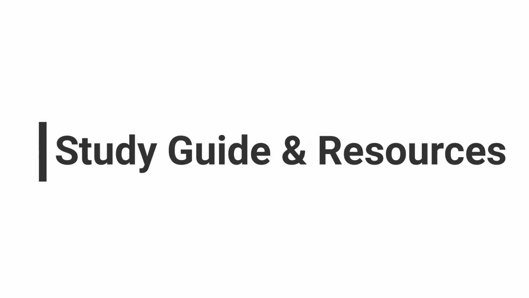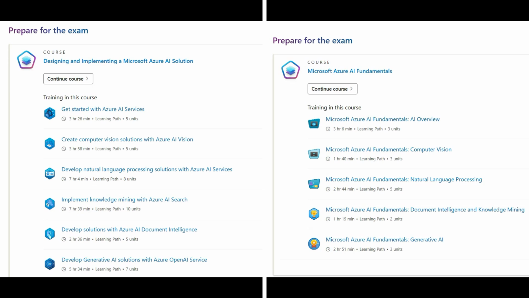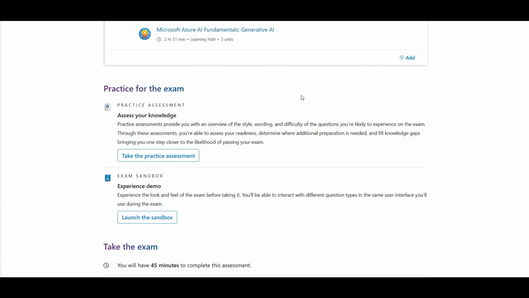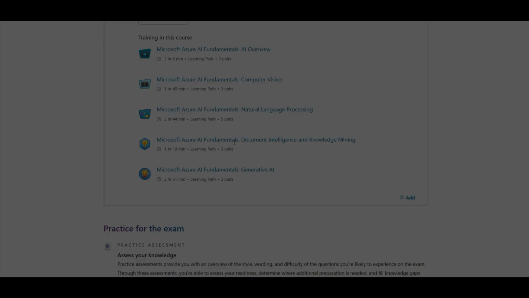To prepare for these exams, Microsoft offers a variety of resources. Here are some tips to help you study effectively. Utilize the free learning paths and modules available on Microsoft Learn. Take practice exams to familiarize yourself with the format and types of questions. Engage in hands-on labs to apply what you have learned in practical settings. Join the community forums and study groups to share knowledge and get support from peers.